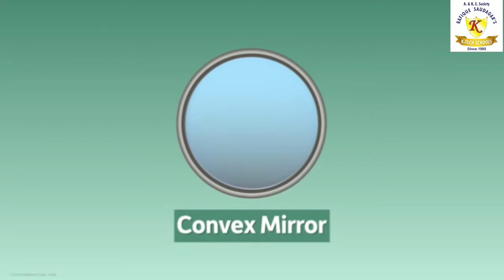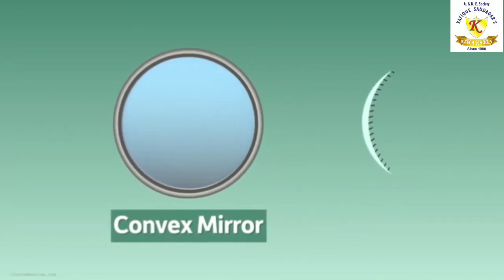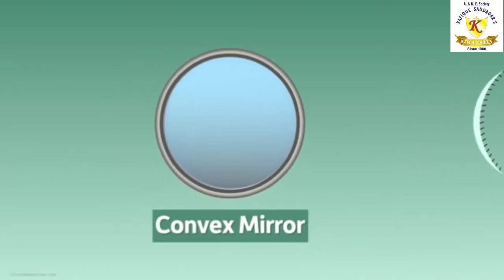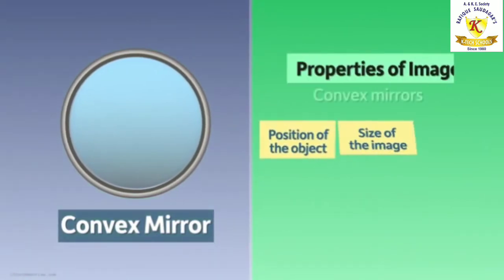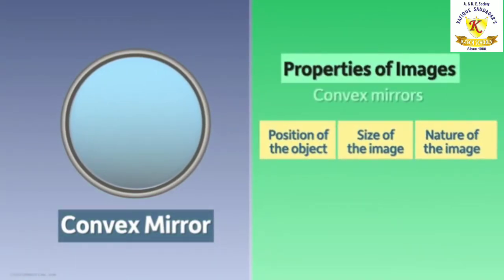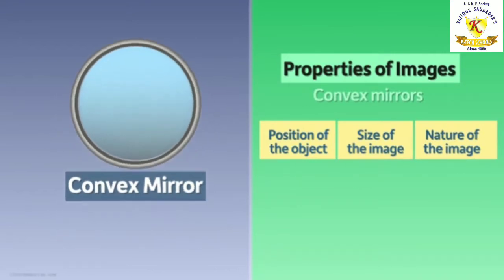So what is a convex mirror? A mirror whose reflecting surface is curved outwards is called a convex mirror. Now the question is, how does an image formed by a convex mirror look? So let's find it out. What we'll do is draw a table on the right, just like we did for the concave mirror. Here is a convex mirror.